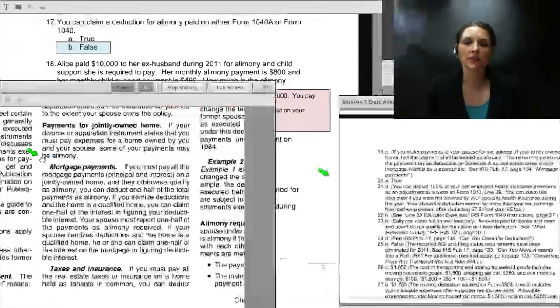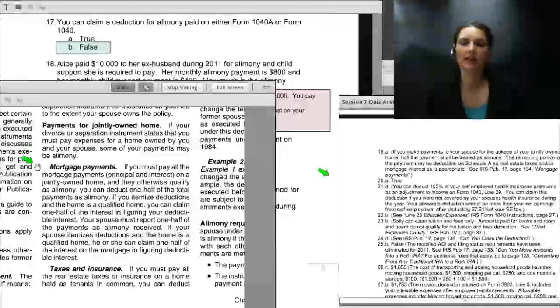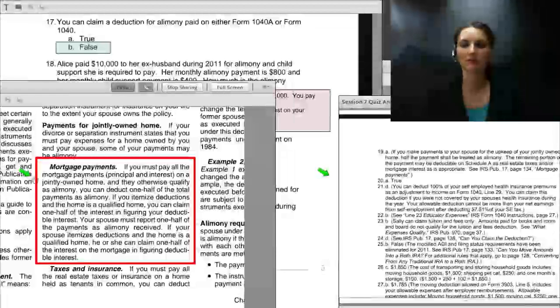So here I am on page 135 of Publication 17. I'm looking at the paragraph on mortgage payments. If you must pay all of the mortgage payments, principal and interest, on a jointly owned home, and they otherwise qualify as alimony, you can deduct 1/2 of the total payments as alimony. If you itemize your deductions and the home is a qualified home, you can claim 1/2 of the interest in figuring your deductible interest. Your spouse must report 1/2 of the payments as alimony received, and if your spouse itemizes deductions and the home is a qualified home, he or she can claim 1/2 of the interest on the mortgage in figuring deductible interest on the spouse's Schedule A.